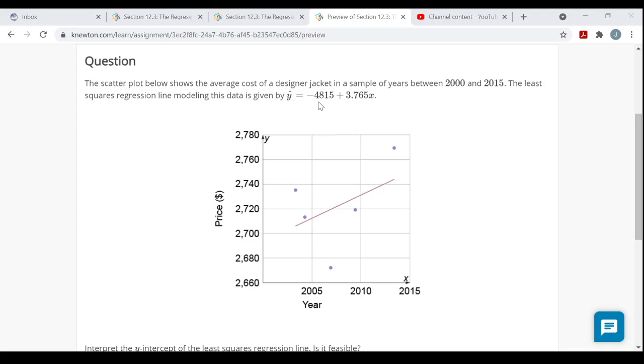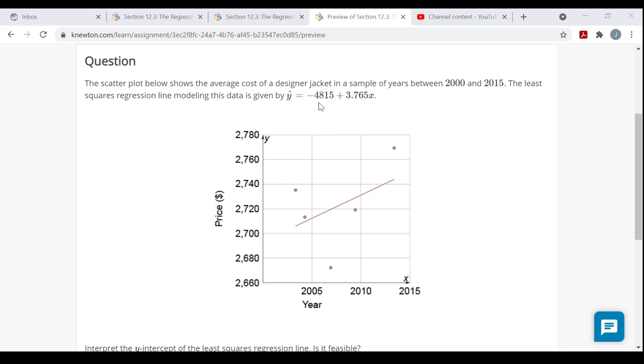Well, let's think about that. The y-intercept, remember, that's the predicted value if x were 0. So if x were 0, well, first of all, that would be going all the way back to year 0. There was no year 0, by the way. We went from 1 BCE to 1 CE. Anyway, if we went back to that transition period, year, quote, 0, this is telling me that y hat is negative 4,815. The y-intercept of this line is negative $4,815.